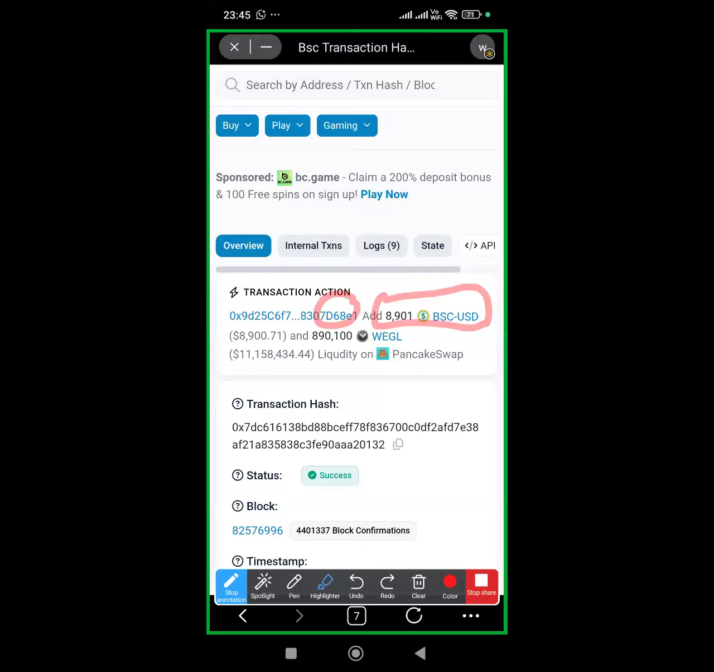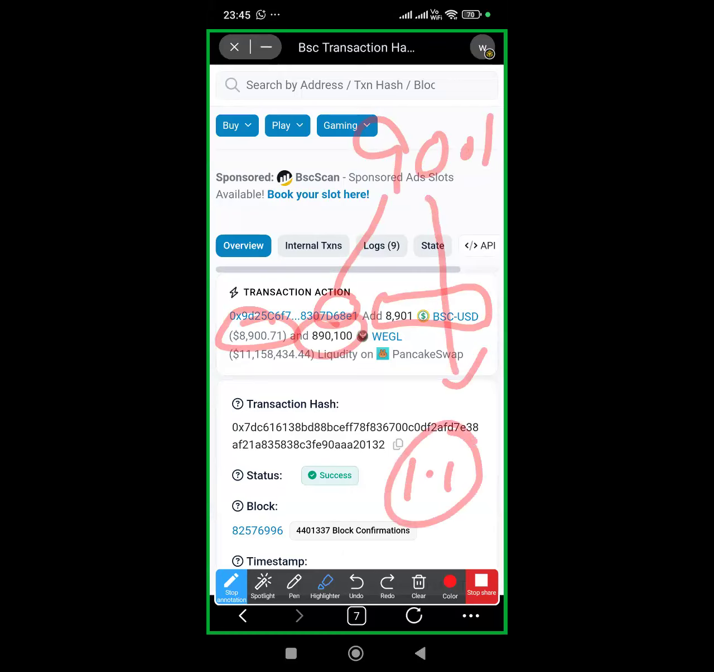$8,901 BSC USDT. He put in the same way as we are putting in. I put 1,000, somebody puts 5,000, you put 2,000, any amount. So he put this amount of dollars as liquidity. How much was the total liquidity? 900,000. As you know, when a transaction happens, 1.1% is burned. So the rest, 890,100 WEGL, remains in liquidity.